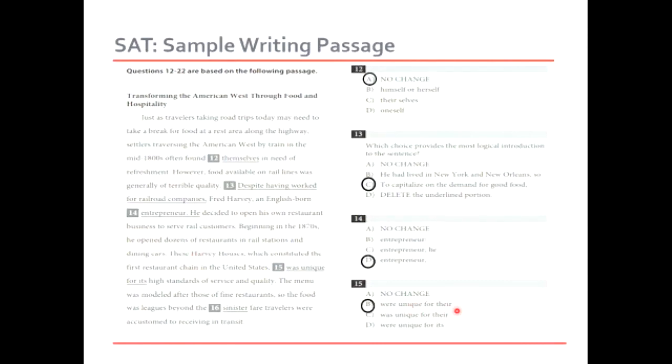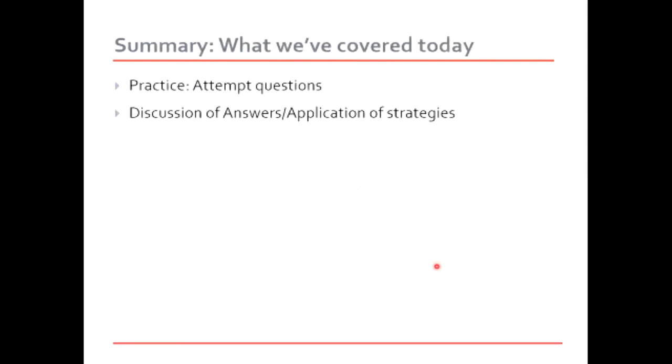And we need to use option B over here instead of "was unique for its" because it's a plural subject. So you cannot use the possessive determiners such as "its" or you cannot use "their." So please keep this in mind that you're not using either of these, possessive pronoun and possessive determiner. So guys, the sentence is going to be, these Harvey houses, which constituted the first restaurant chain in the United States, were unique for their high standards of service and quality. So option B is the right choice.